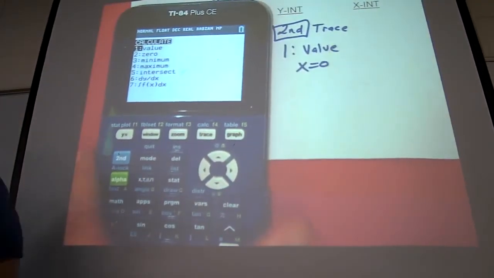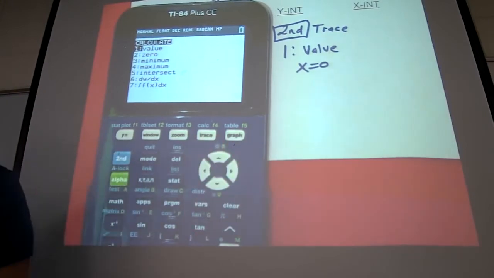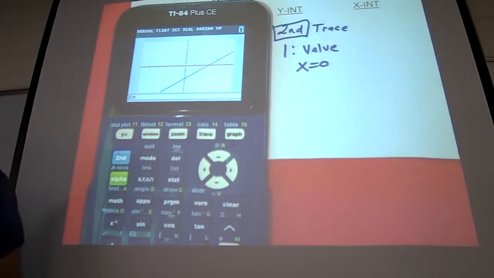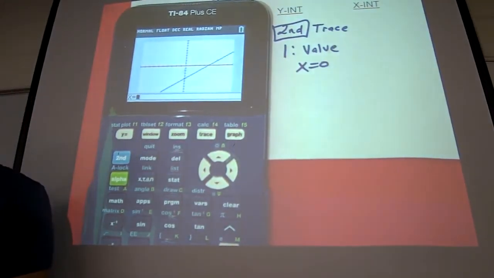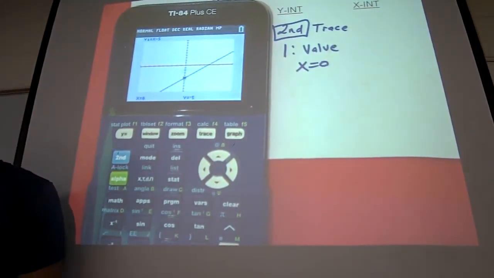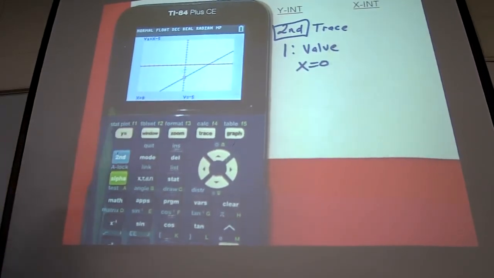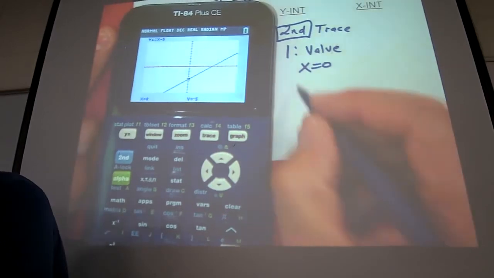All right, so second trace, calculate menu. I want number 1, just press enter. And then it says, well, what x value do you want me to evaluate, Mr. Gotsch? And I'm going to say 0, enter. And it jumps right to my y-intercept. Right there is 0, -5. Let me know if you guys are not getting that.